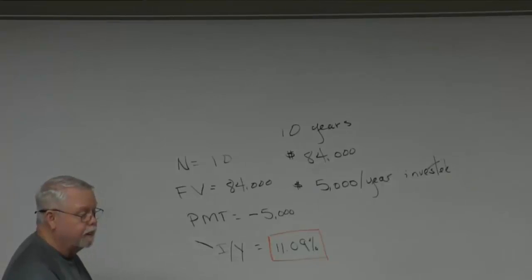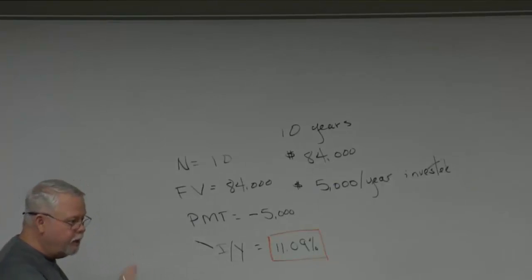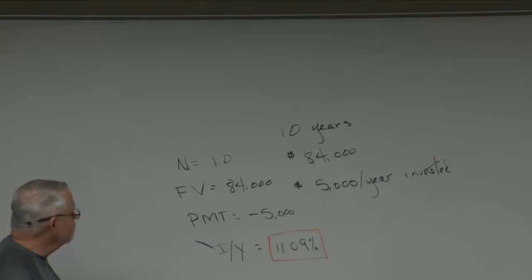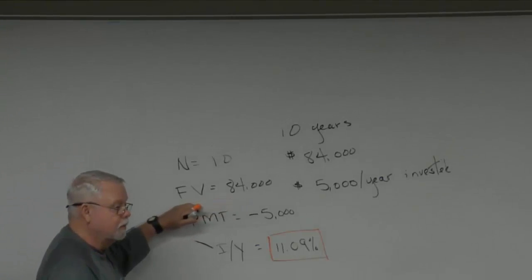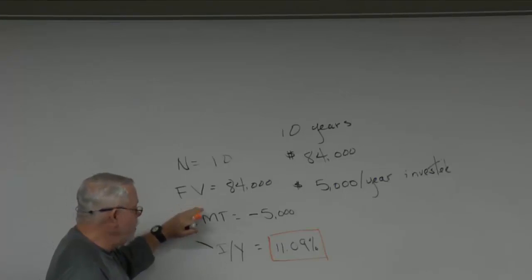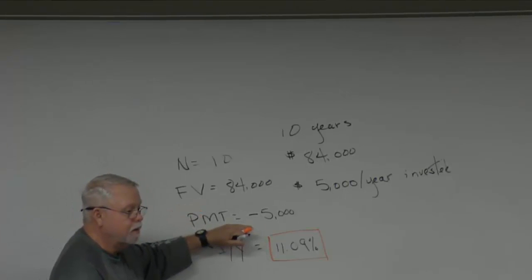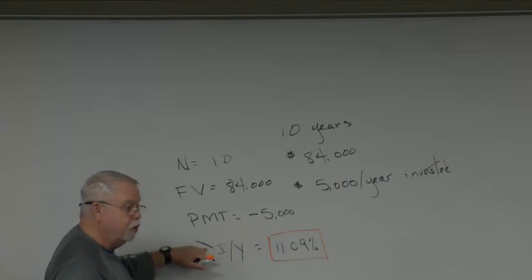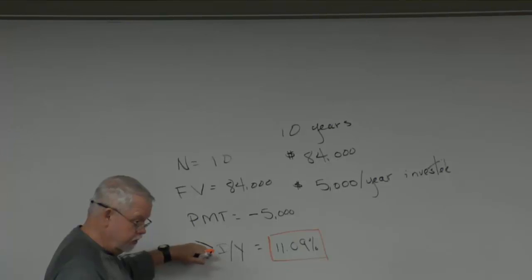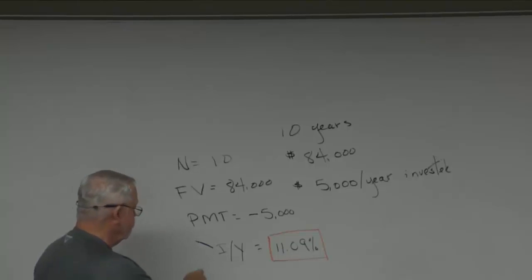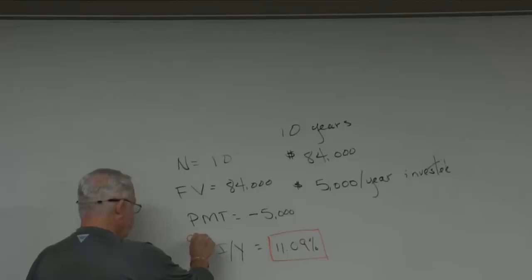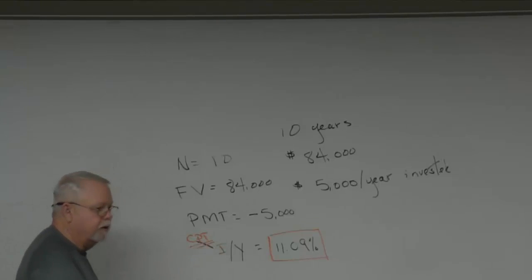So when we plug it in the calculator, we put N as 10, then FV would be 84,000. Then payment would be negative 5,000. And then compute, CPT, top button on the left. Compute IY. So this little apostrophe really means press the CPT button at the top of the calculator.